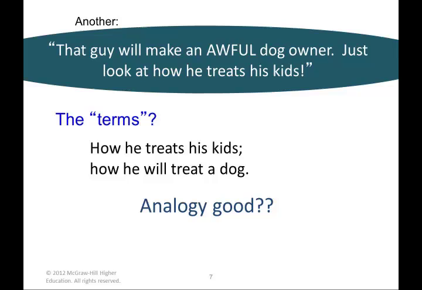That guy will make an awful dog owner. Just look at how he treats his kids. Ah, very good. So now what are the analogs in this argument? Remember, the analogs are particulars, and the particulars can be things, but they can also be events and other sorts of things. So in this case, what are the two things we're comparing? Well, it seems obvious that we're comparing how this person treats their kids and how they will treat a dog. They're basically saying that this guy's not going to treat a dog very well because he doesn't treat his kids very well, okay? Now, is this a good analogy?